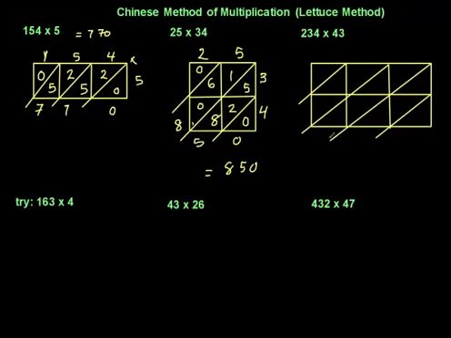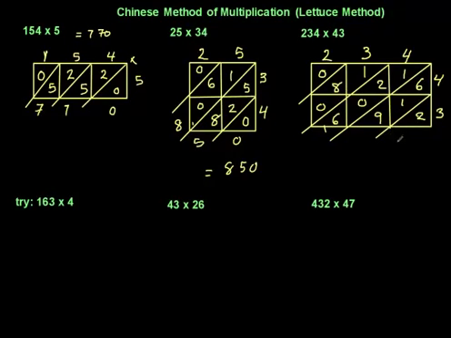So what I do now is write down 234 and multiply that by 43. Let's do that. 4 times 4 is 16 and 3 times 4 is 12. 4 times 3 is 12 and 3 times 3 is 9, so it's 09. 4 times 2 is 8, so it's 08, and 3 times 2 is 06.